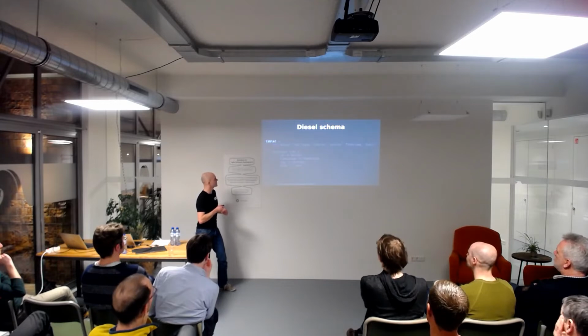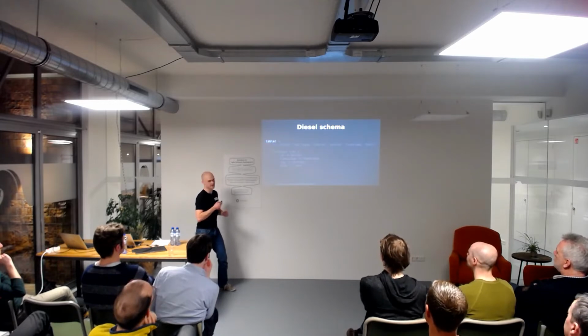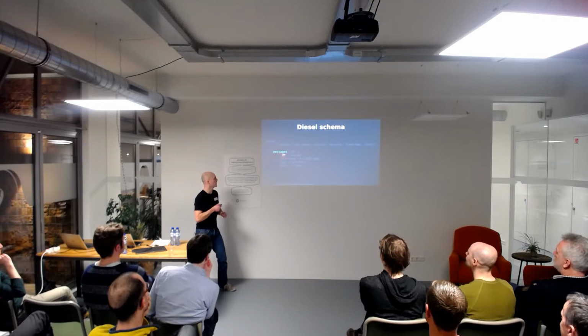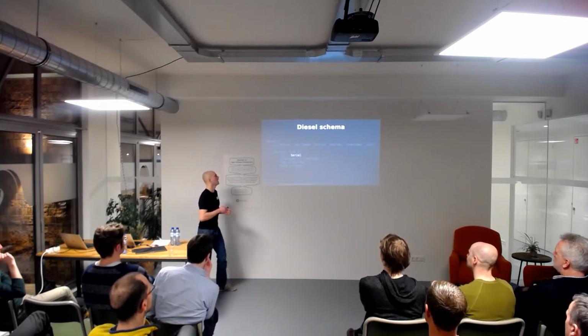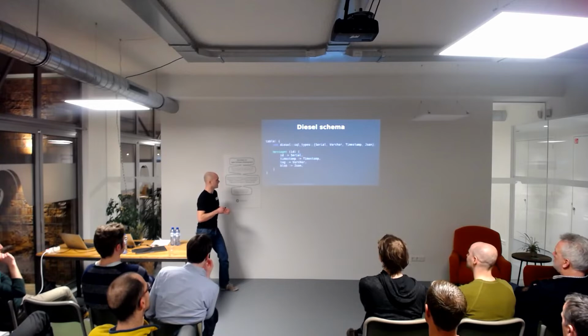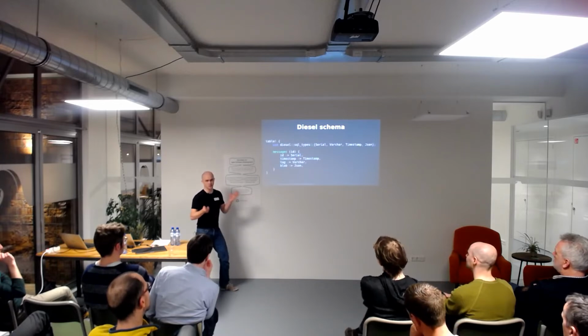So it looks like this. We have a table macro, which comes from Diesel. You define the table, with the table name messages. You define a column, ID. It has a type, serial, which is a Postgres type. And then you just put it in your Rust code.